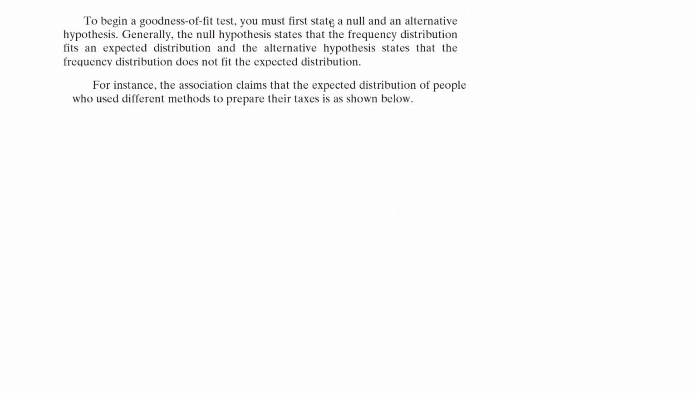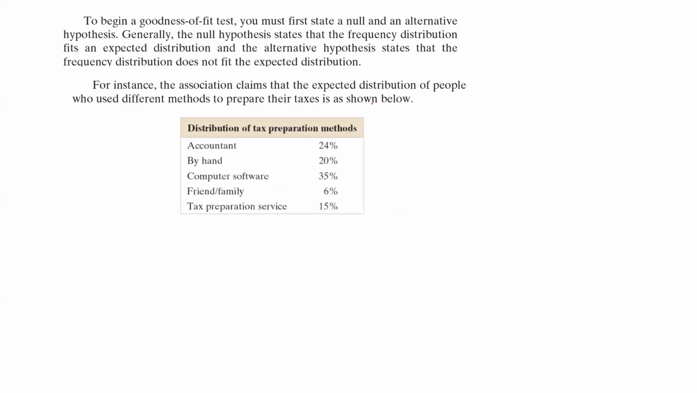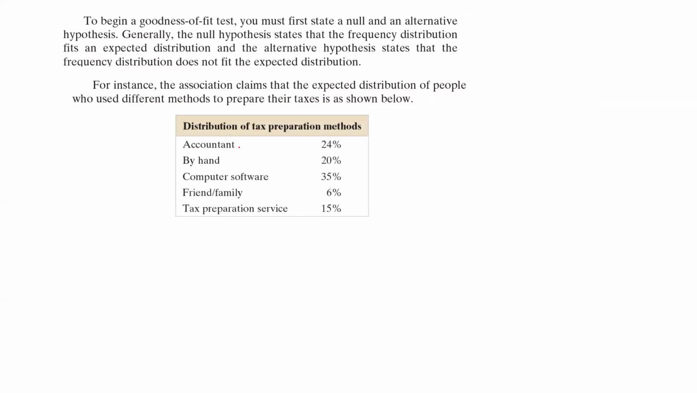For instance, the association claims that the expected distribution of people who use different methods to prepare their taxes is shown below. Accountant, 24%. So 24% of people use an accountant to do tax preparation. By hand, 20%. Computer software, 35%. Friend or family, 6%. Tax preparation services, 15%.